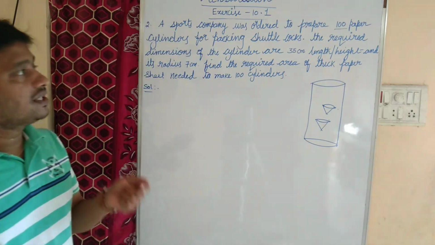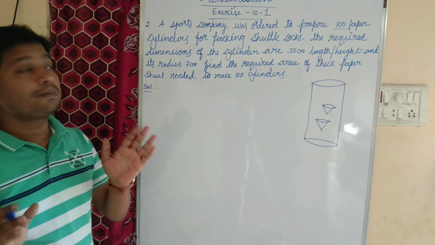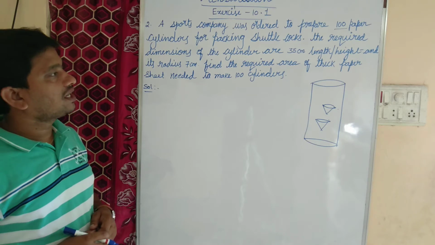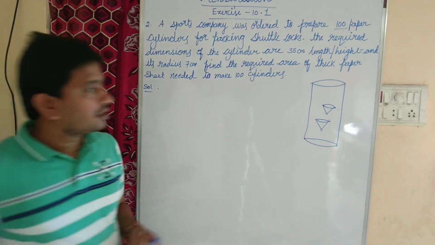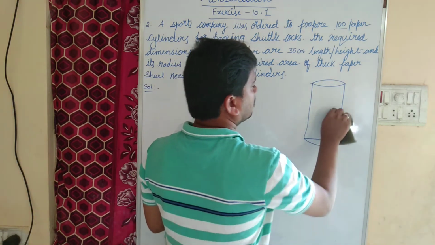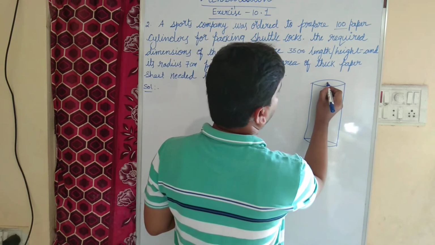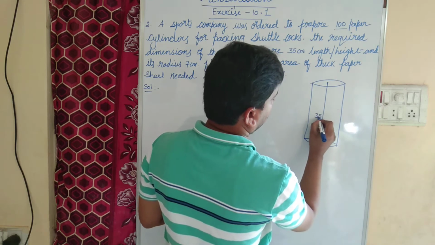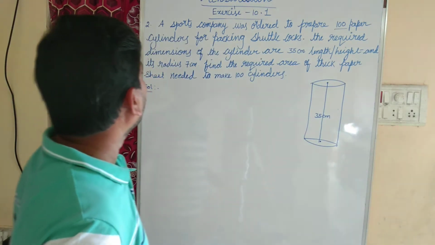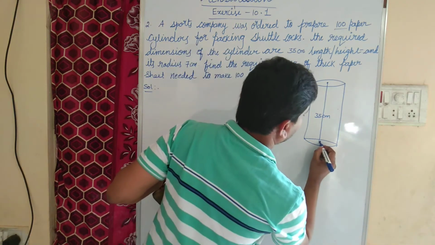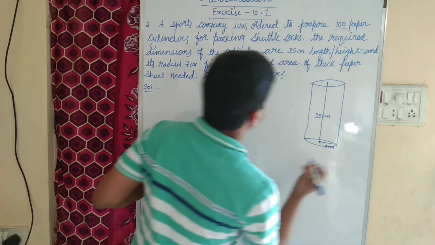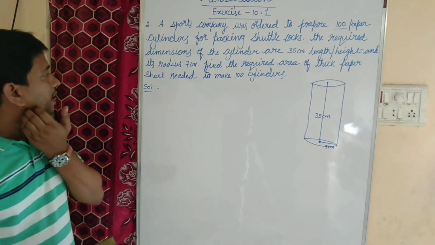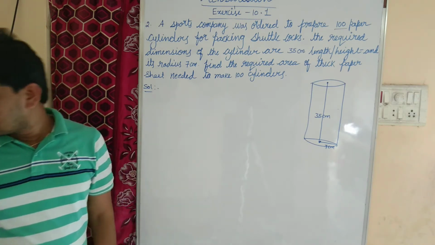A sports company was ordered to prepare 100 paper cylinders for packing shuttlecocks. The required dimensions of the cylinder are 35 centimeter length, that is nothing but height. So the height of the cylinder is 35 centimeter, and the radius is 7 centimeter. Find the area of thick paper sheet required to make 100 cylinders.